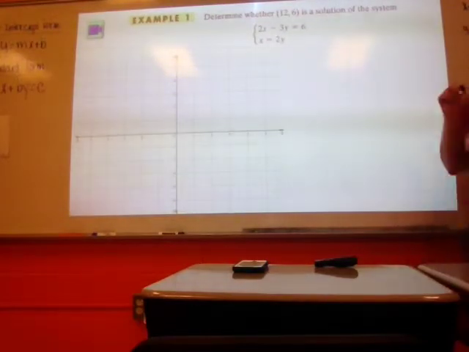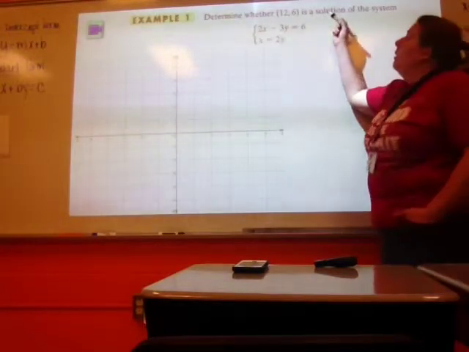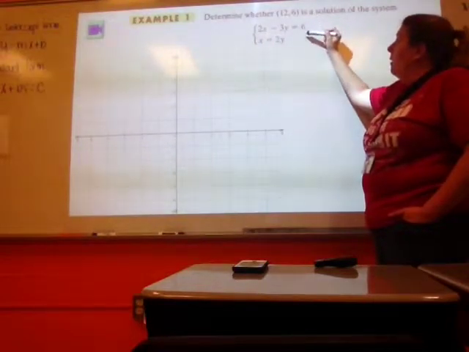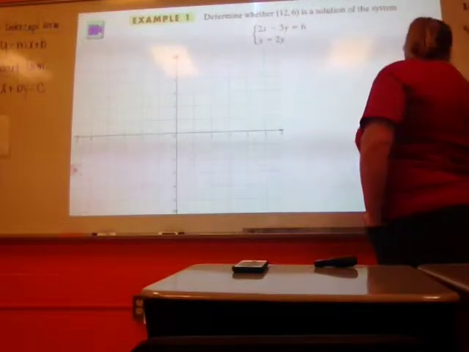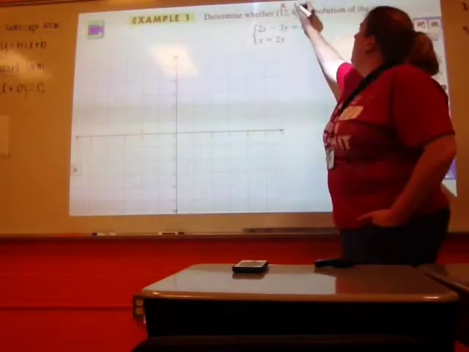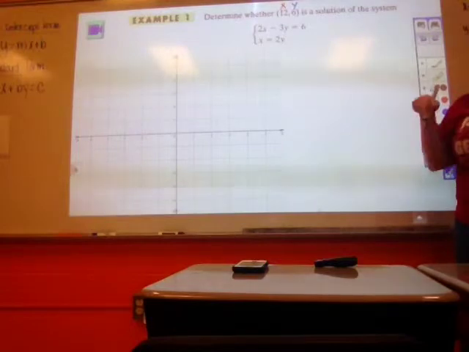We can also determine if an ordered pair is a solution algebraically. Yes, sir. I think I know how. Please share with the group. You substitute x for the x point and y for the y point. So y would be 6 and x would be 12. All right, so this would be x, and this would be y. Agree? And I would have to see if it works in both equations.